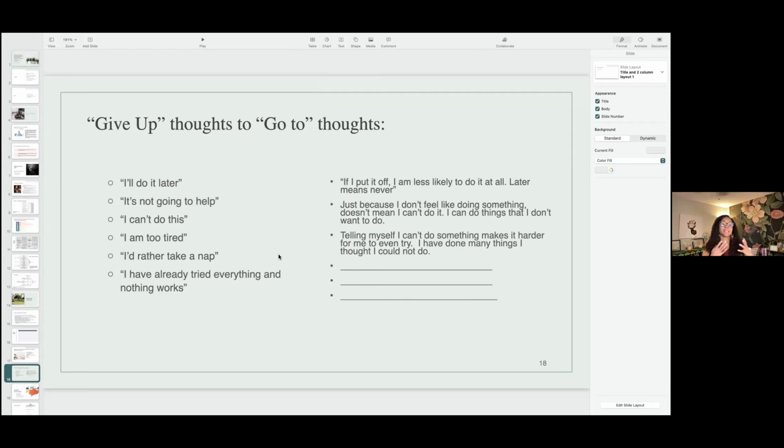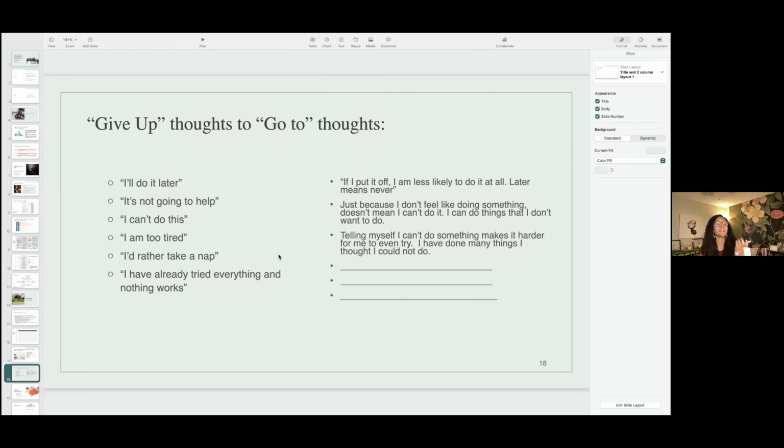And so instead of helping a client stay with the thought, I'll do it later, you can help a client think about, well, what happens if you do it later? Well, if I put it off, I'm actually less likely to do it at all. Later means never. So we've moved from the give up thoughts, like what's the use, to the go-to thought. Perhaps this other thought, the go-to thought, is actually more helpful and more likely to lead to action than the give up thought, I'll do it later.